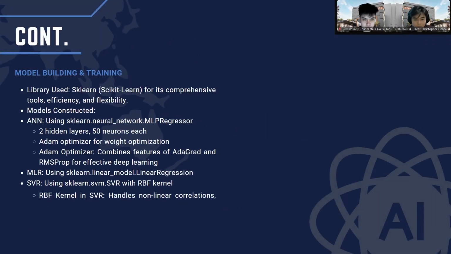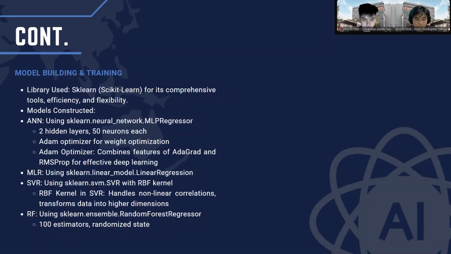For the model building, the sklearn library was used to build the models for its comprehensive tools and also efficiency. We constructed four models for this experiment: an artificial neural network or ANN, multiple linear regression or MLR, support vector regressor or SVR, and random forest RF algorithm.